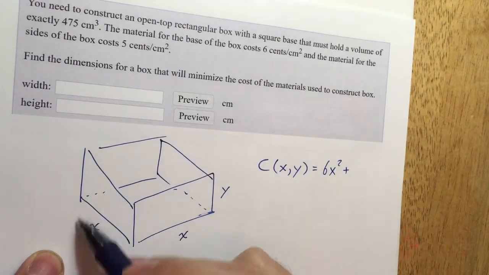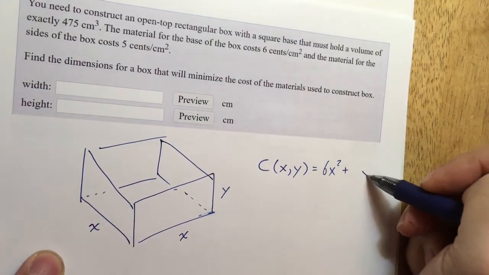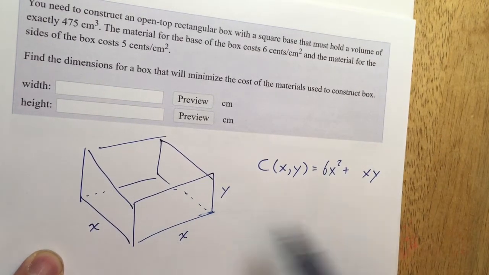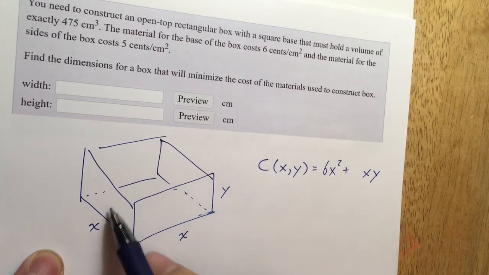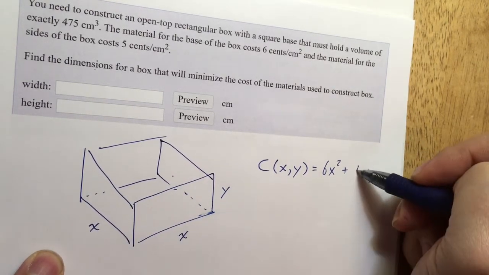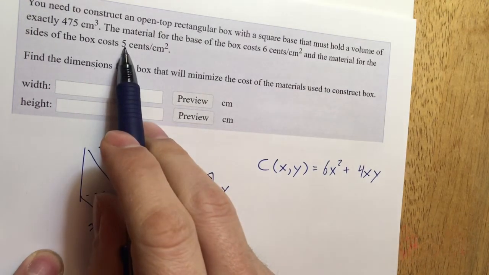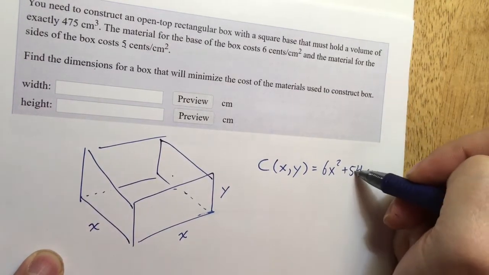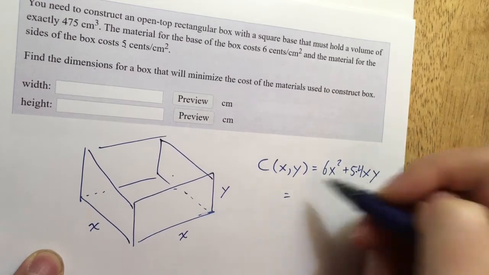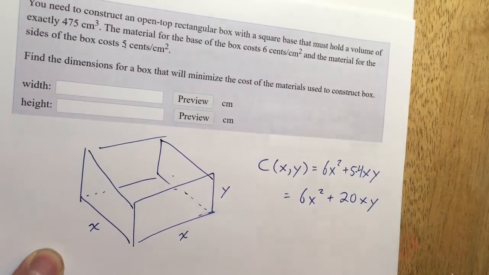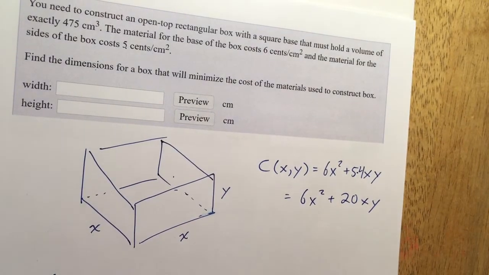And then the sides are going to contribute to the cost. The area of a side of the box is x times y, and there are 4 sides. Each side is going to cost 5 cents per square centimeter, so we multiply that by 5. So the cost function is 6x squared plus 20xy. That's our cost function that we want to minimize.